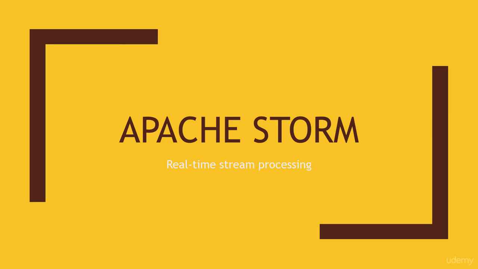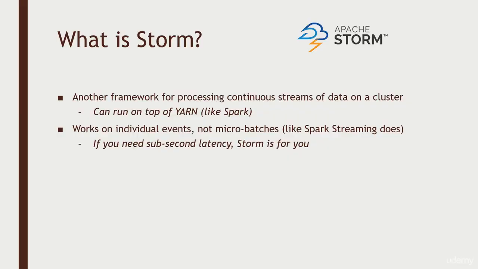Let's talk about Apache Storm, which is another way of processing continuous streams of data, this one being more real-time in nature. So like Spark streaming, it can process continuous streams of data that are getting sent into a cluster as they come in, pretty much forever. And like Spark, it can also run on top of Yarn if you'd like it to, but Storm is kind of its own thing. It was developed on its own. The main difference between Storm and Spark streaming is that Storm works on individual events and not micro batches.